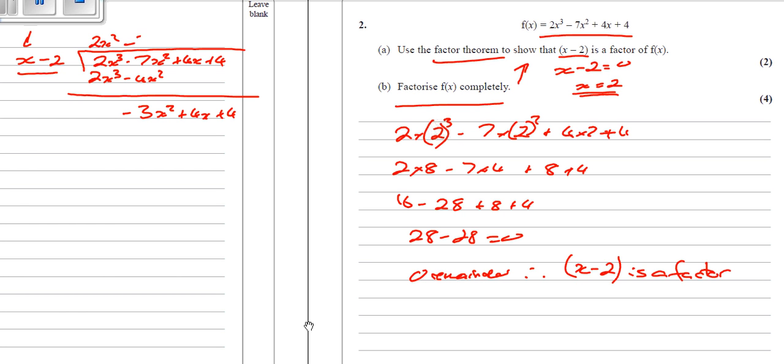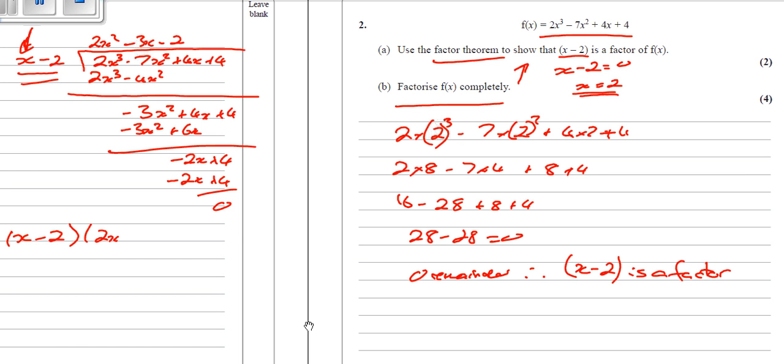And then what do you multiply x by to get minus 3x squared? That's going to be minus 3x. So times everything by minus 3x. Minus 3x squared plus 6x. And again, we do the top take away the bottom. So 4x take away 6x is going to be minus 2x plus 4. Now what do you need to multiply x by to get minus 2x? That's going to be minus 2. So multiply everything by minus 2, minus 2x plus 4, and again we get 0 remainder, so therefore we can be confident that we haven't made a mistake. So x minus 2 times 2x squared minus 3x minus 2.